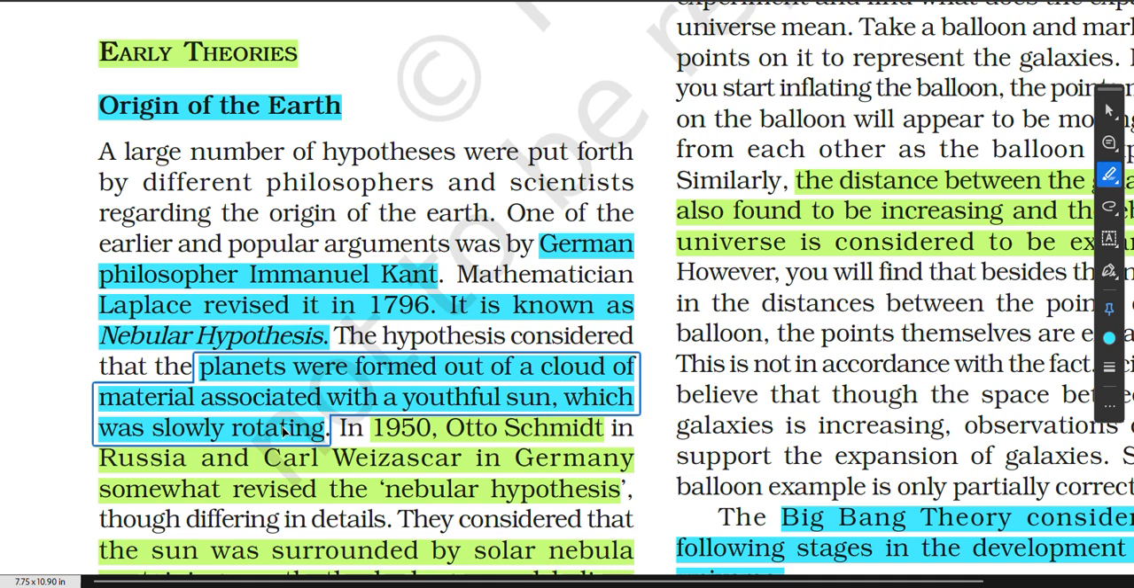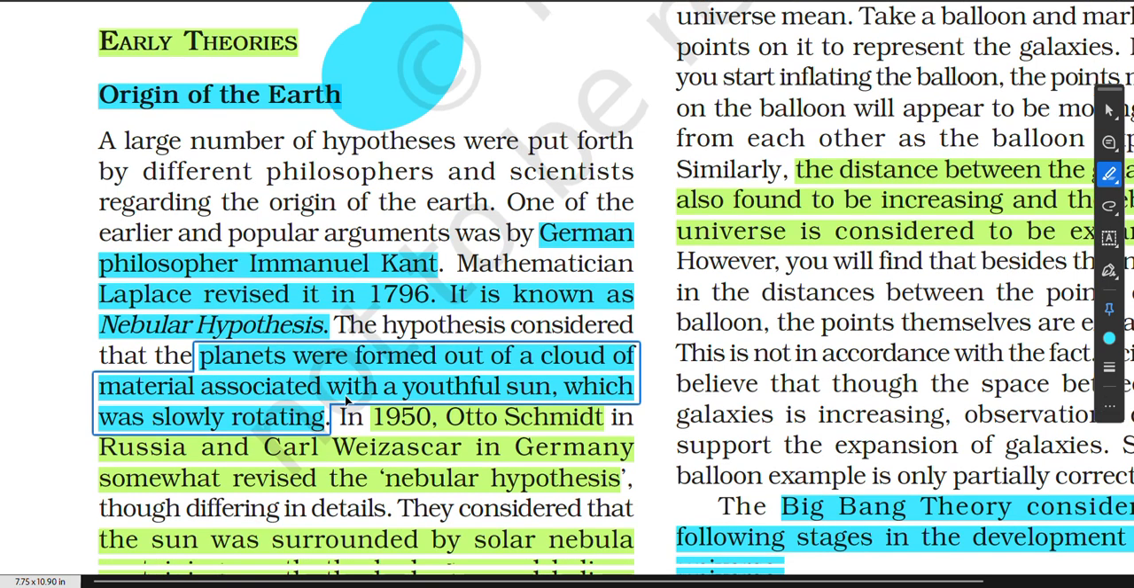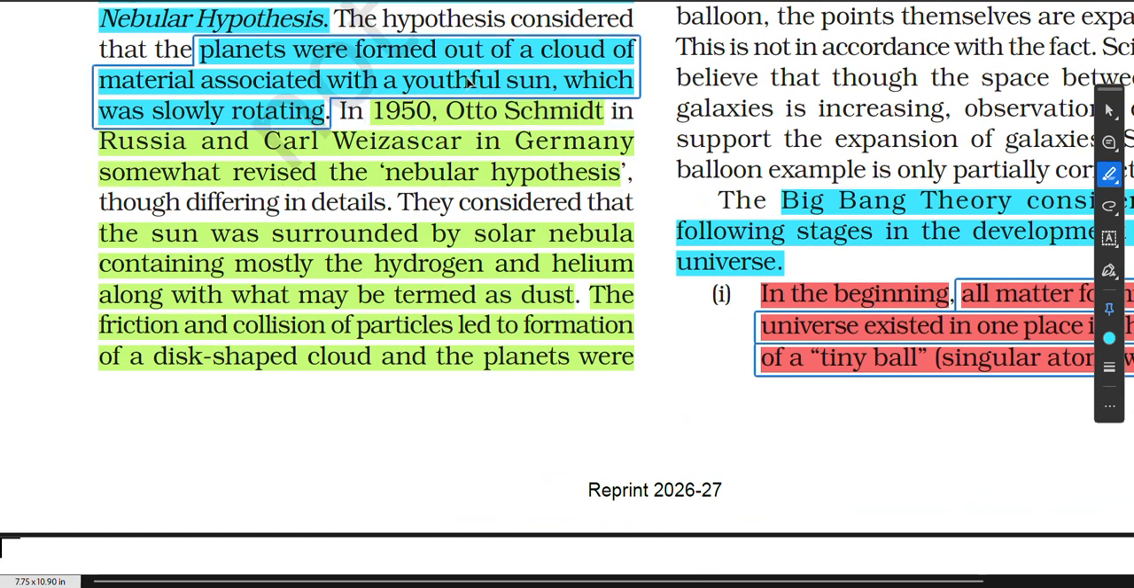Let me repeat again. What was the nebular hypothesis? The nebular hypothesis considered that the planets were formed out of a cloud of material associated with a youthful sun, which was slowly rotating.